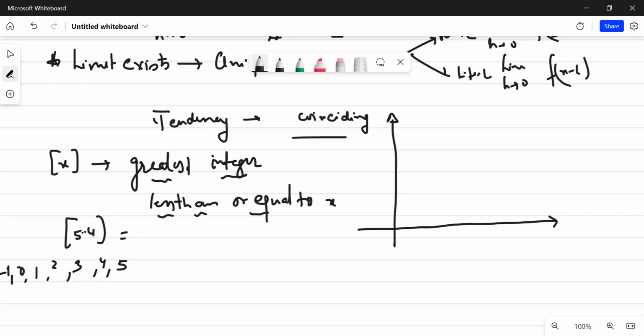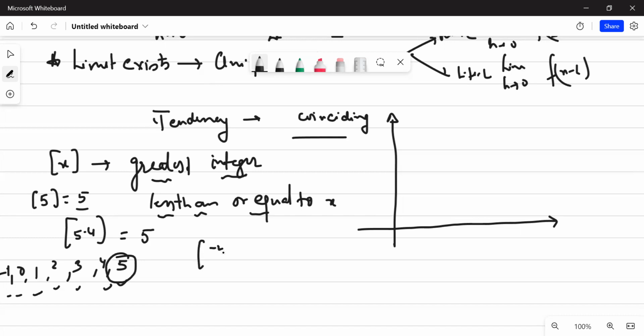If it is an integer, then it is the same as what is given. Let's say if I was saying 5, then it would be equal to 5, equal to x. And if it is not an integer, then the greatest integer less than x. So in place of x you take 5.4, and from there you go below: 5, 4, 3, 2, 1, 0, minus 1. The greatest integer among them is 5. So the answer would be 5.